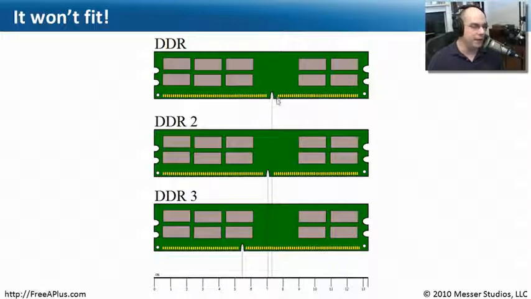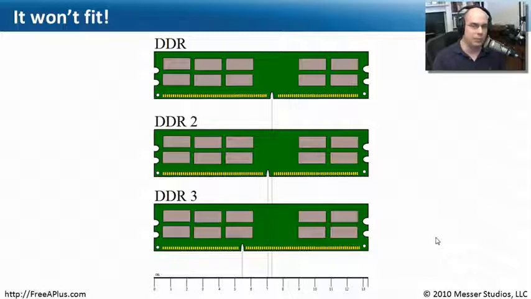There's this little notch right in the middle of the different memory modules. DDR has the notch here. DDR2, it's over a little bit to the left. DDR3 puts it way over to the left, which means that if you show up with some memory that was the wrong type for the motherboard, you try to put it in, you'll notice it doesn't match. It won't fit in there.